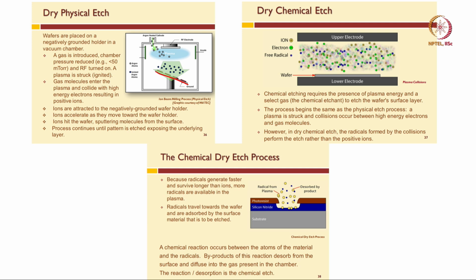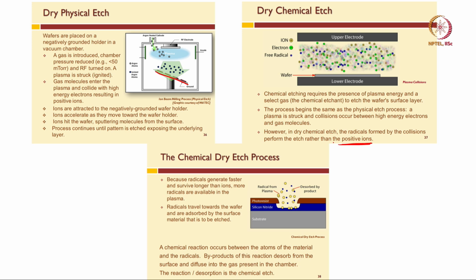But when you talk about dry chemical etch, it's a little bit different from dry physical etch. In dry chemical etch, the chemical etching requires the presence of plasma energy and a select gas to etch the wafer surface layer. The process begins the same as physical etch, where a plasma is struck and collisions occur between high energy electrons and gas molecules. However, in dry chemical etch, the radicals formed by collisions perform the etch rather than the positive ions.